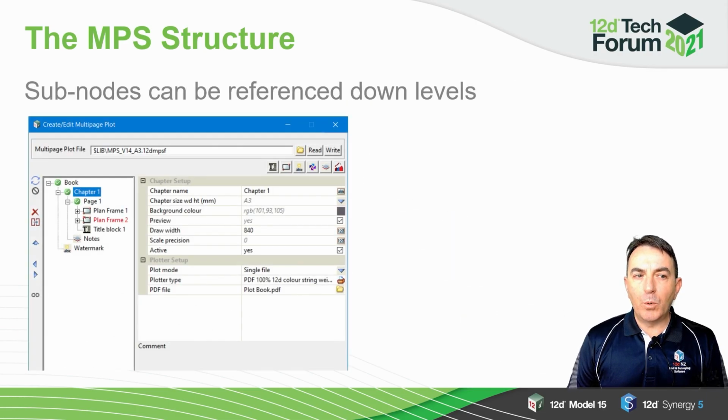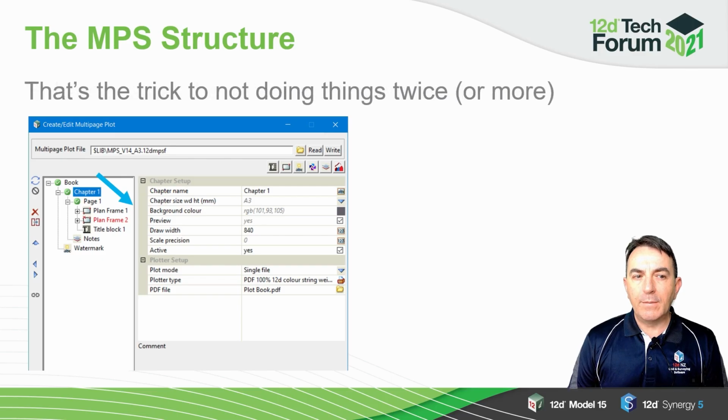And probably the most important thing is all of these different subnodes that you have in these different levels can be referenced down to the levels below them. So you can reference from a book level to a chapter level and then even drill down into a page level. And that's the trick to not doing things twice or more.